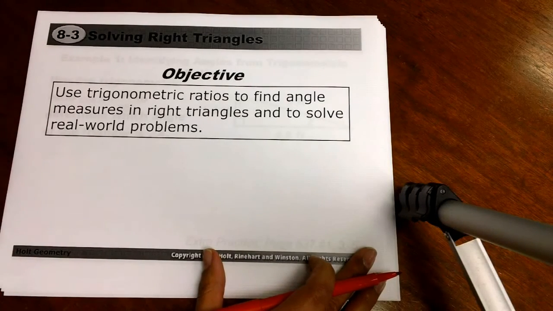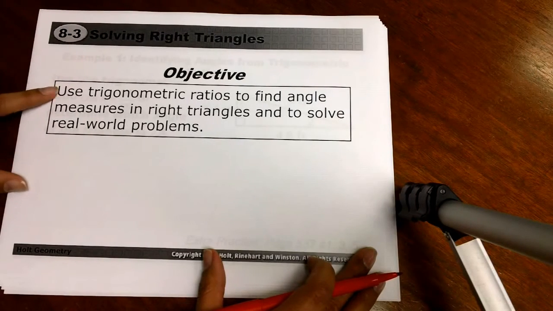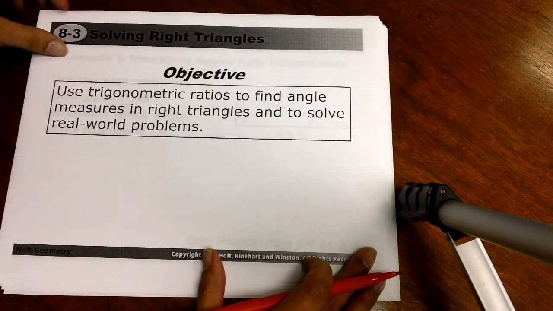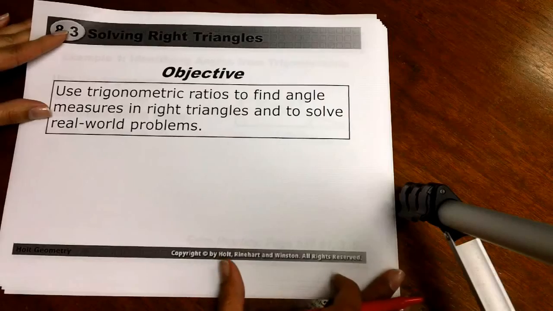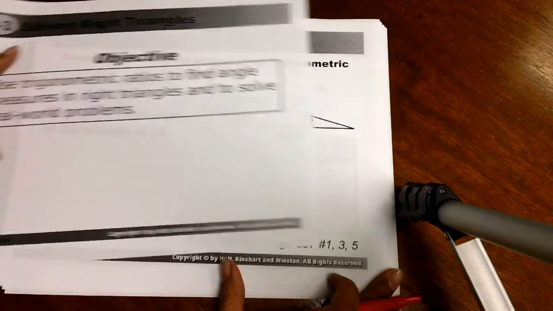Chapter 8, Section 3, Solving Right Triangles. Your objective is to use trigonometric ratios to find angle measures in right triangles and to solve real-world problems. Don't forget to write your essential question and use your DOK chart.